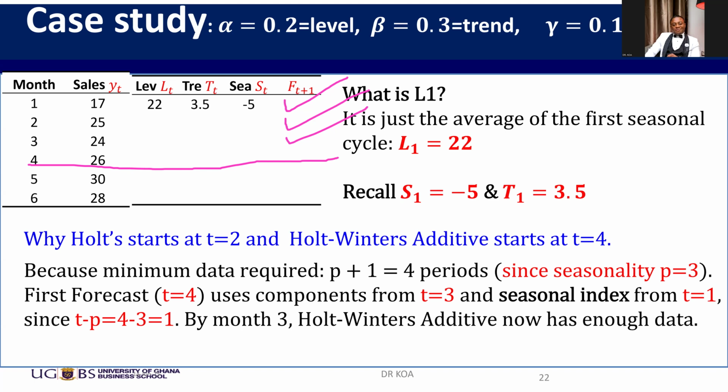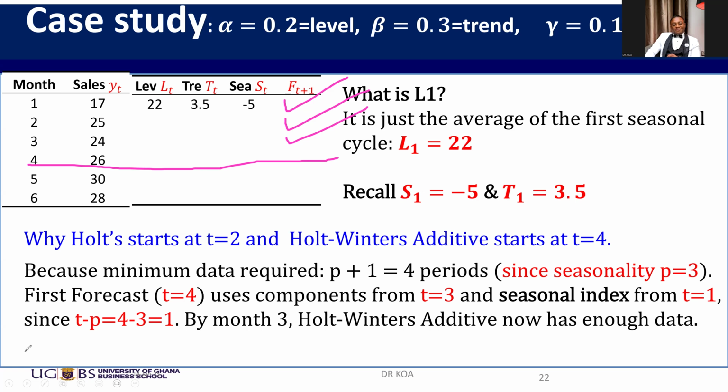But for the first 3 seasons, you can't even calculate anything because you need information from the previous one, and you have only 3 periods. And then you also need a seasonal index from period 1. It is only by month 3 that you now have enough data to start from month 4 to do your forecasting. And that is why we shouldn't have done this seasonality for this data, because this data is too small. We've already said that.